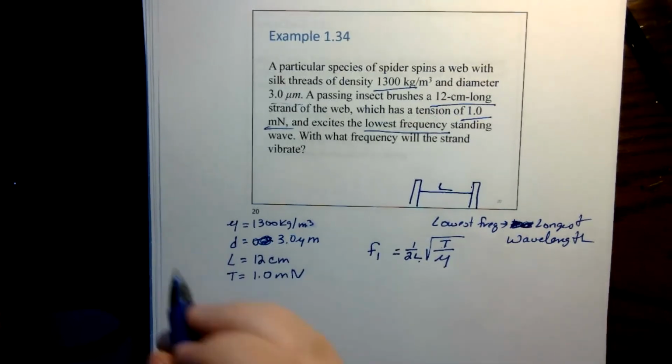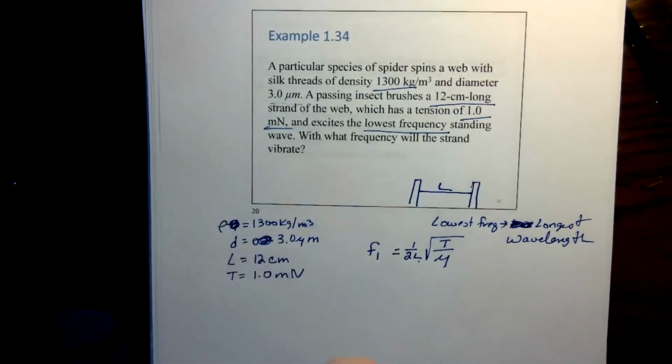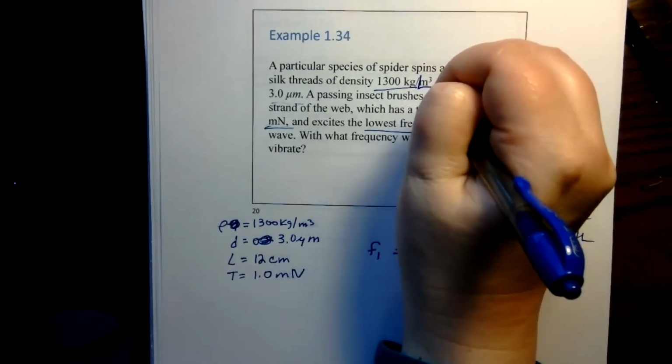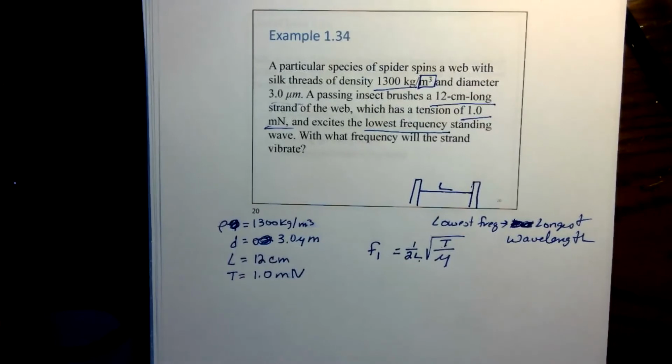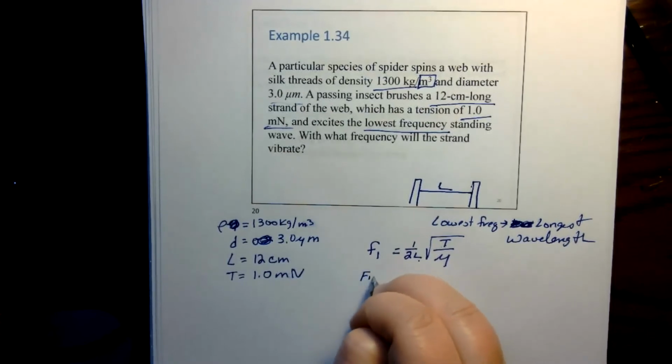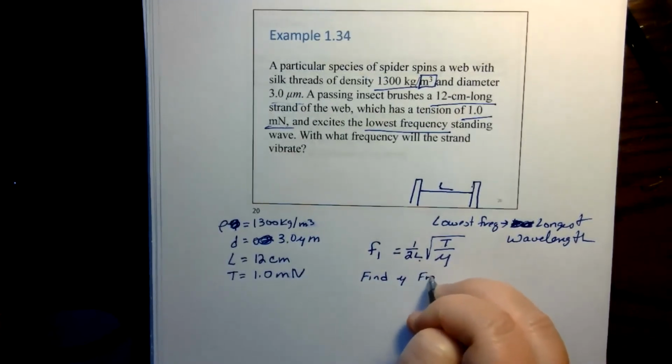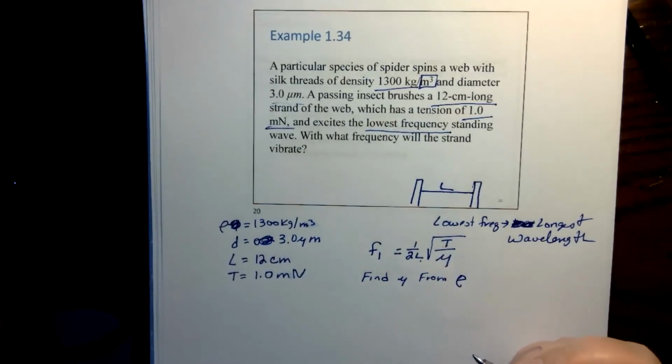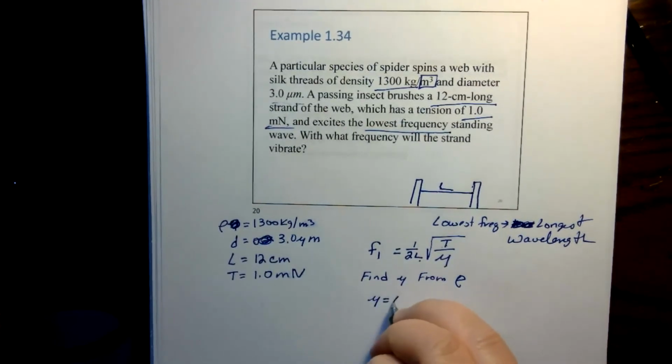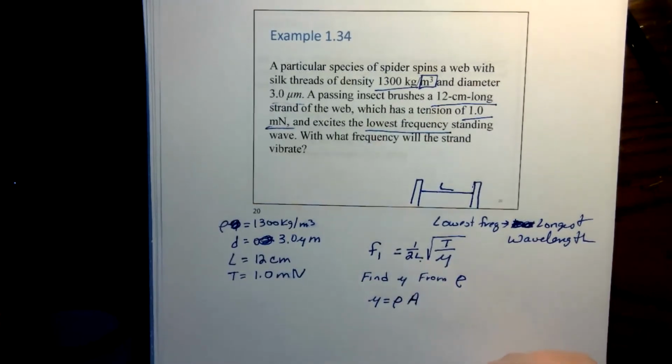Actually, we need to be really careful. This is not mu. This is actually rho. It's our volumetric density, and we know it's volumetric because we have units of meters cubed. We have to find mu from rho; that's the first thing we have to do. If we know the density of an entire volume, we want to go to the density per length. So mu is going to be rho times our area. Take a moment to convince yourself of that equation. This is our cross-sectional area.